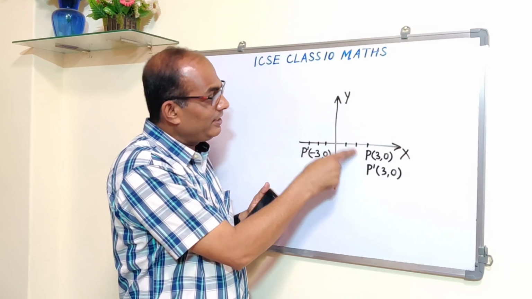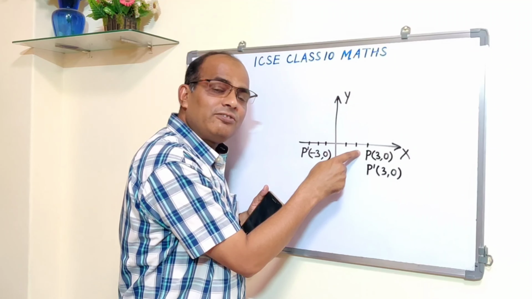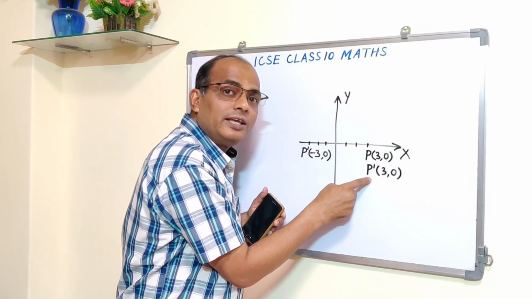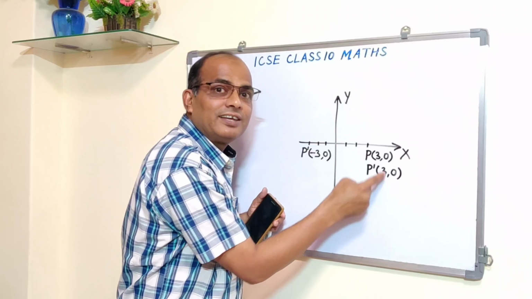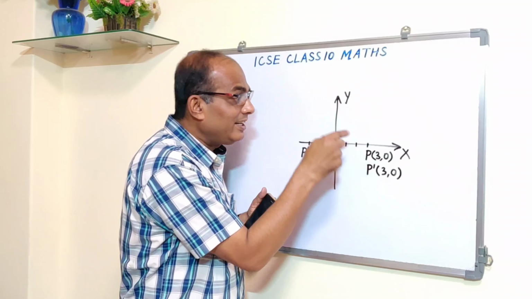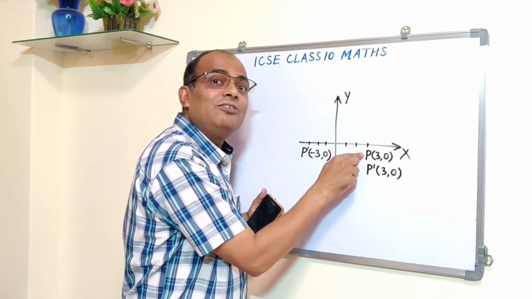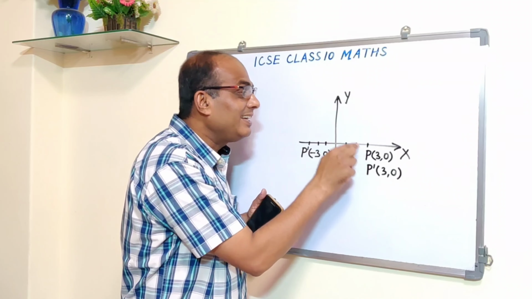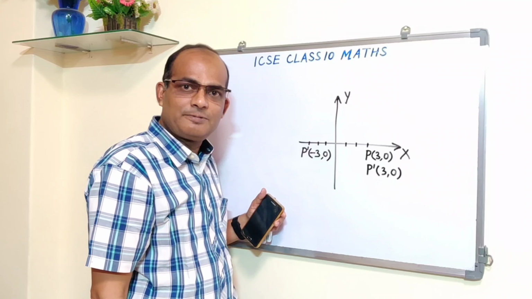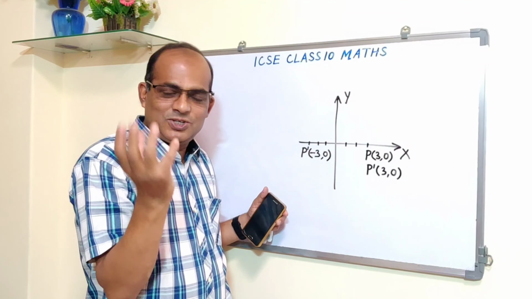Because the same point P, when reflected in the y-axis, is not an invariant point because the coordinates are now (-3, 0). But when the point P(3, 0) is reflected in the x-axis, then the image P dash is having the same coordinates. Alright, because the coordinates are the same, and this is happening when the point is reflected in the x-axis, so P(3, 0) is an invariant point if it is reflected in the x-axis, because then only you will have the same coordinates. Alright? Now, directly I didn't give you the definition of invariant point, but I explained to you.